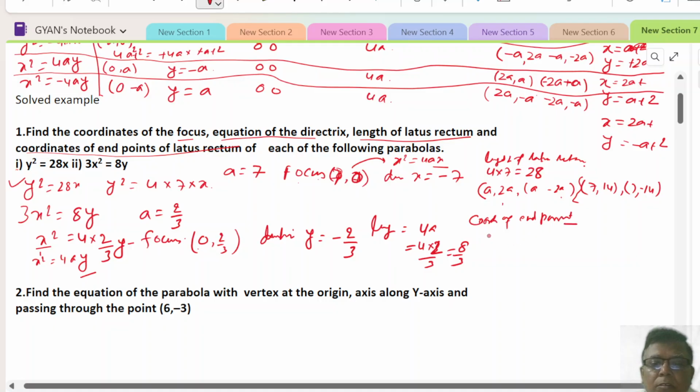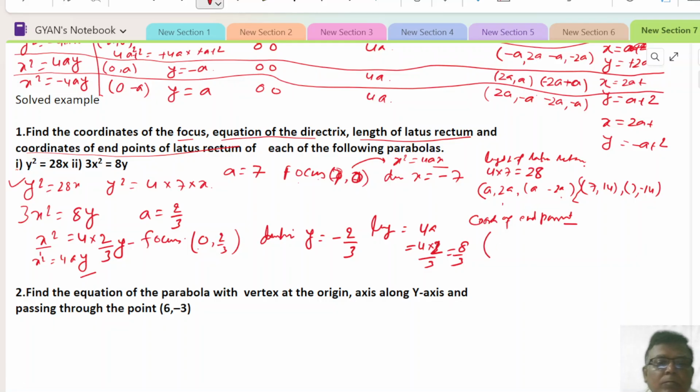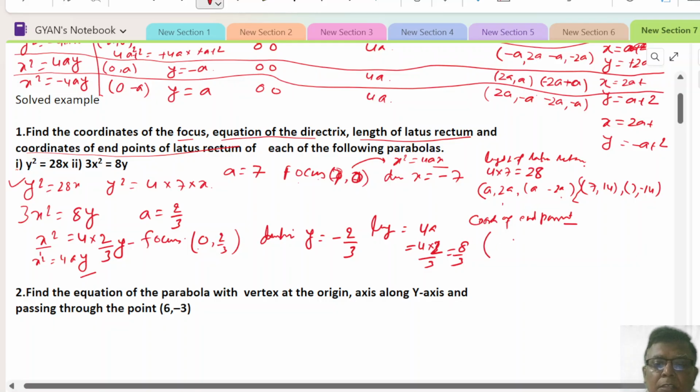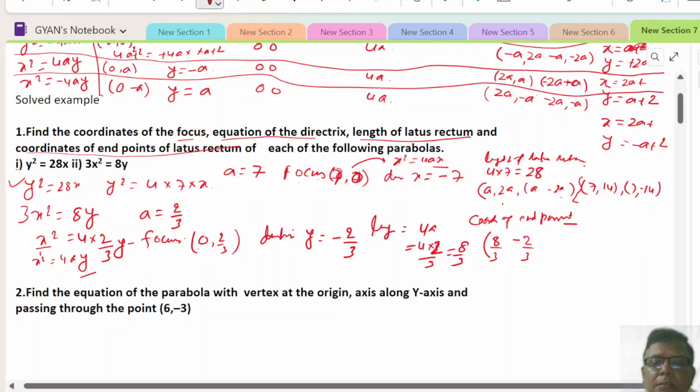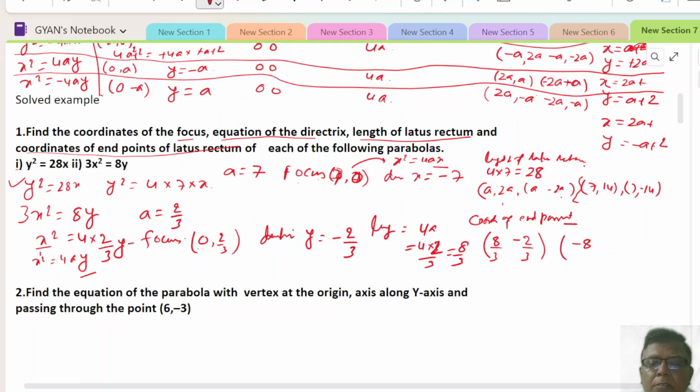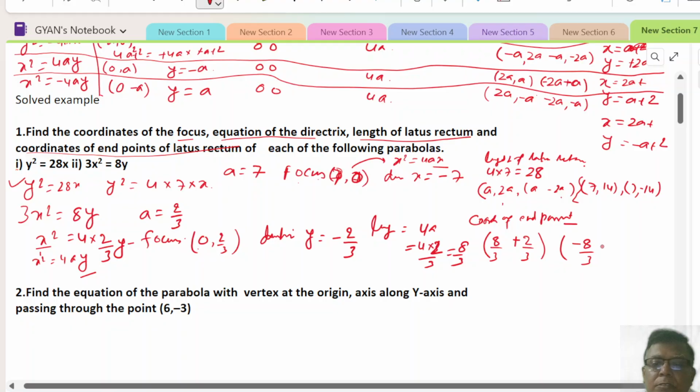So coordinate of the end point, what is the a that will remain there, and this will be twice of that, that is 8 by 3 and minus 8 by 3. What is focus? Focus is positive, so this will be positive 2 by 3. So this is the coordinate of the end point.